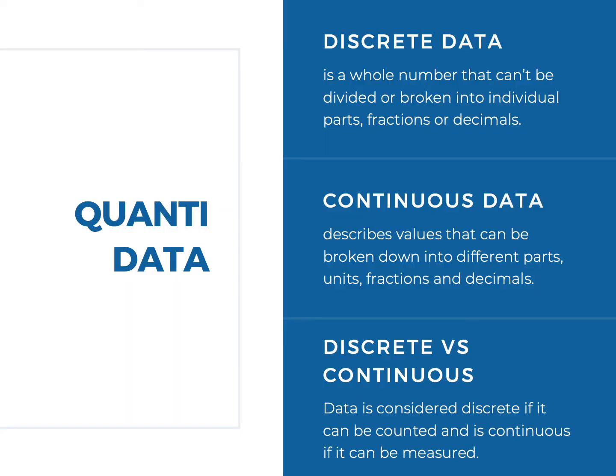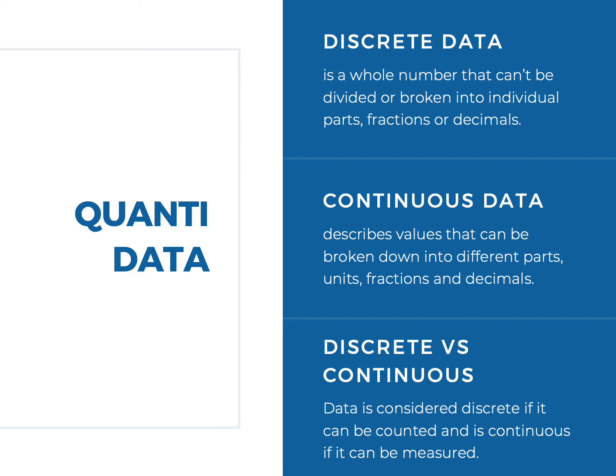Quantitative or numerical data can be broken down into two types, discrete and continuous. Discrete data is a whole number that cannot be divided or broken into individual parts, fractions, or decimals. Examples of discrete data include the number of pets someone has. For one can have two dogs, but not two and a half dogs.